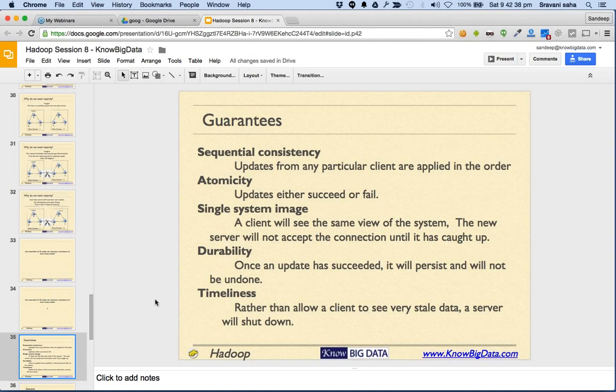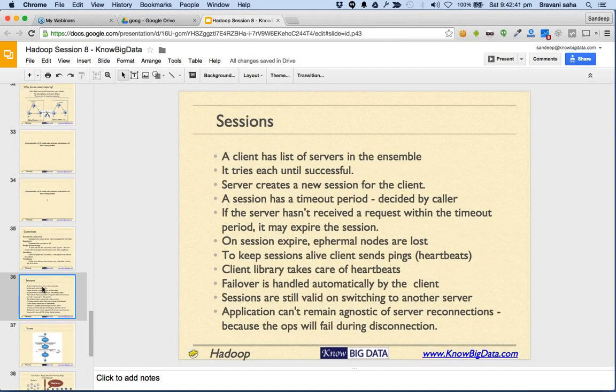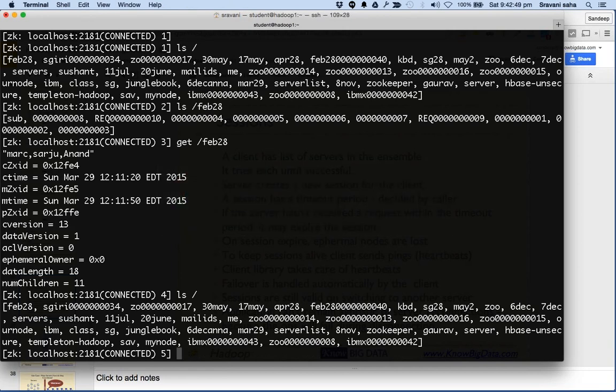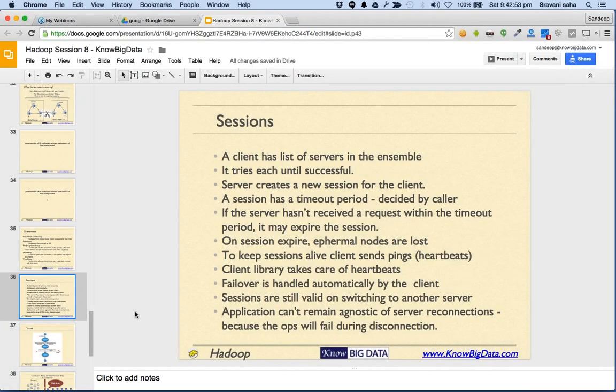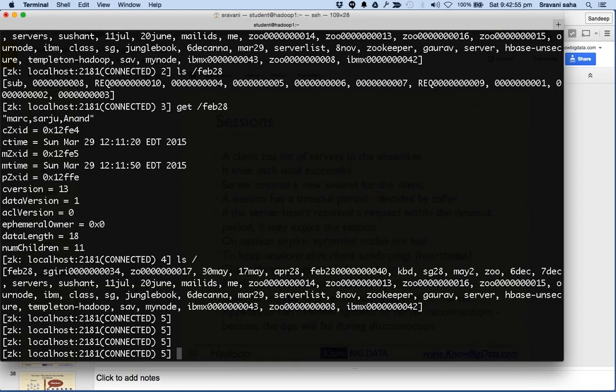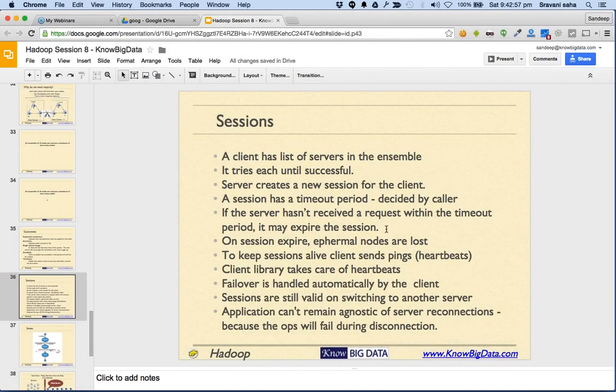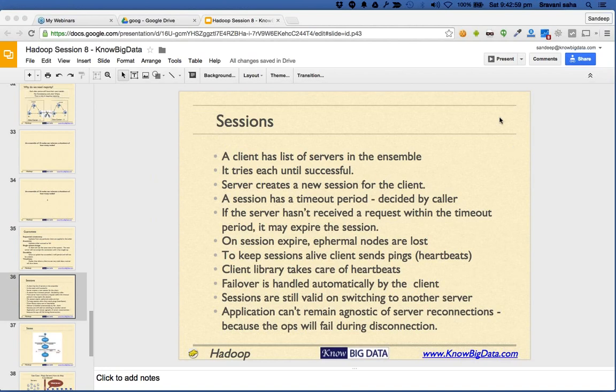All right. These are the guarantees we have already talked about. And there is something called a session in Zookeeper. So the moment we have connected right now, this is a session. When we start our client, it creates a session. Let me go through these steps, and these things will become very clear. Although these are common phenomena, there are a few minor differences you will notice here.